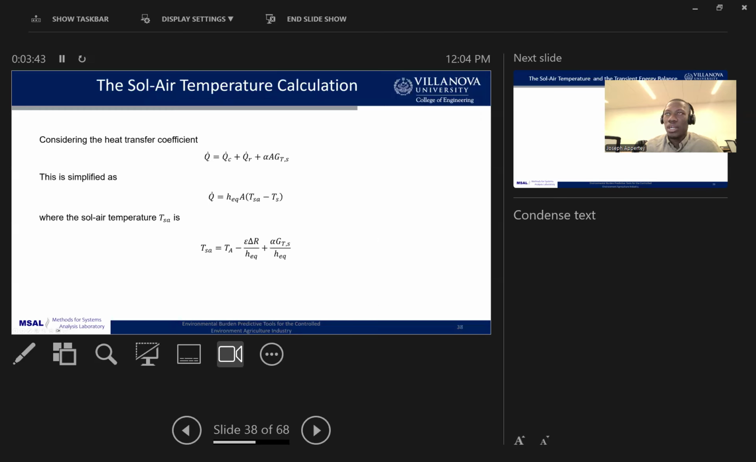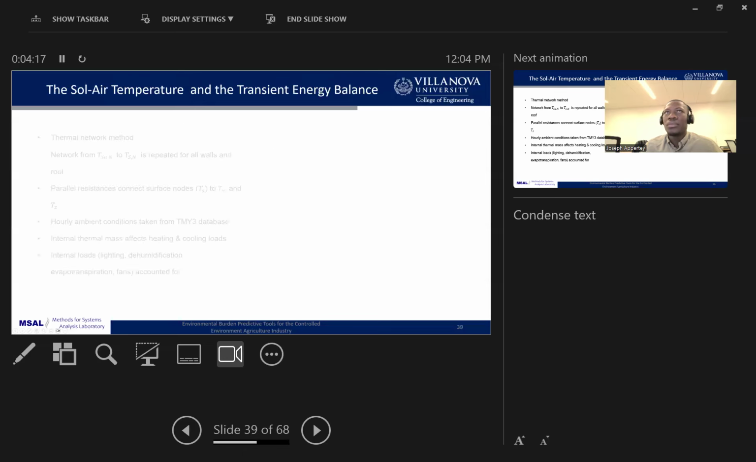So the soil temperature can also be found by first considering the heat transfer coefficient, which considers the convective and then the radiative, and it can further be simplified in this manner. And then based on this, we can say that the sol-air temperature is calculated below, whereby we consider the ambient temperature and also the emissivity, the absorptivity over here, and then the long wave radiations are also incorporated.